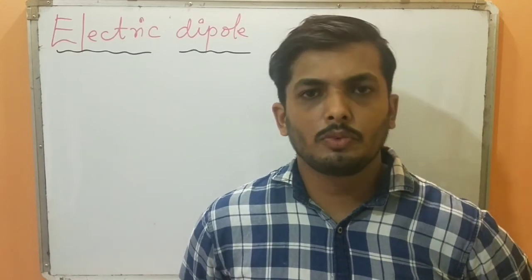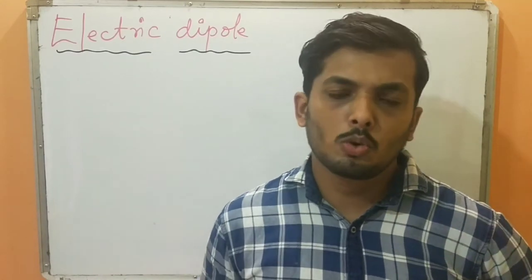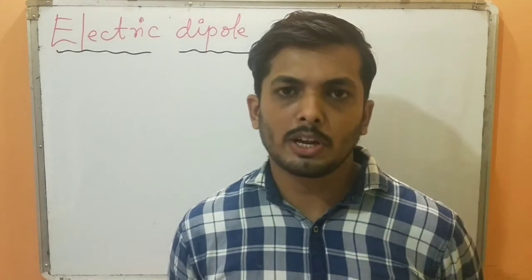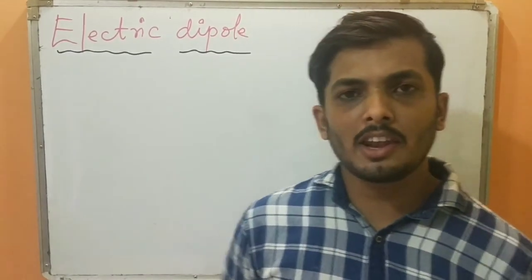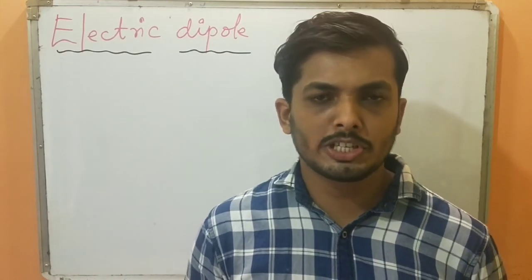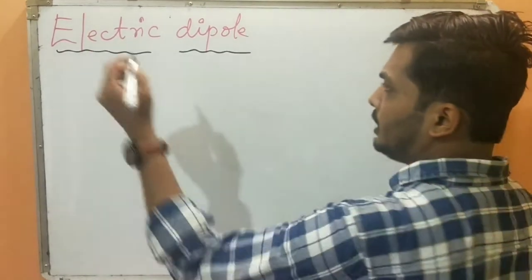So in the previous class we studied what electric flux is. Today we are going to study one more important concept, that is electric dipole. Electric dipole is a set of equal and opposite charges separated by a certain distance. So how do you define an electric dipole?